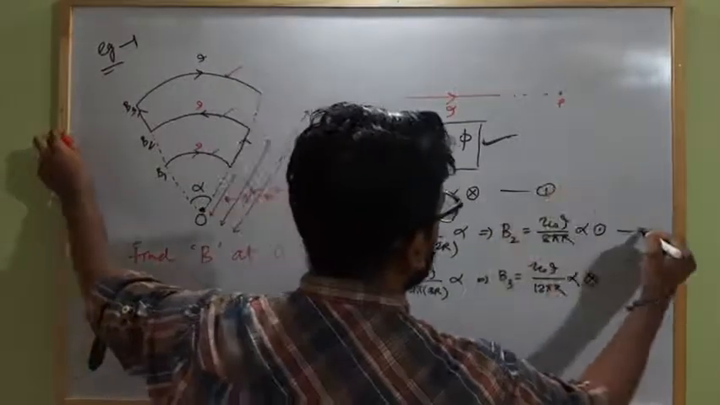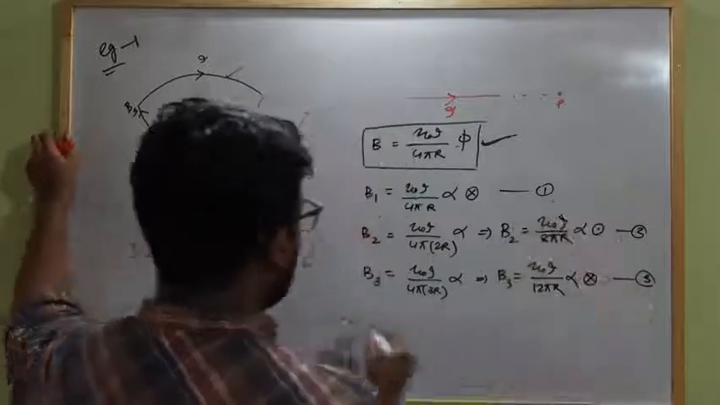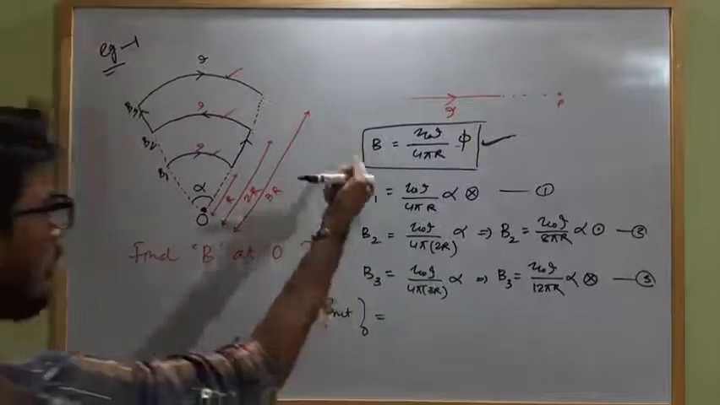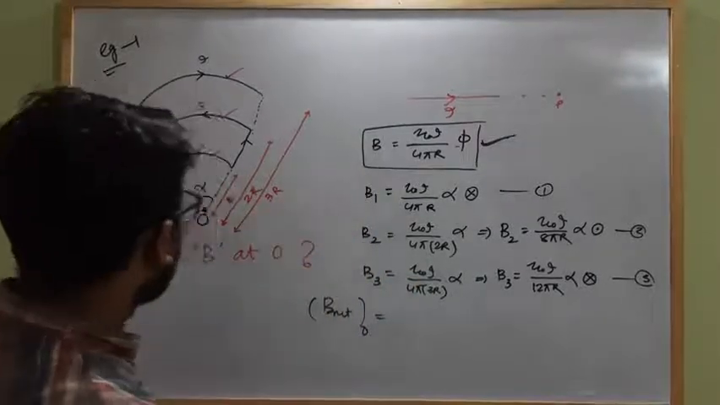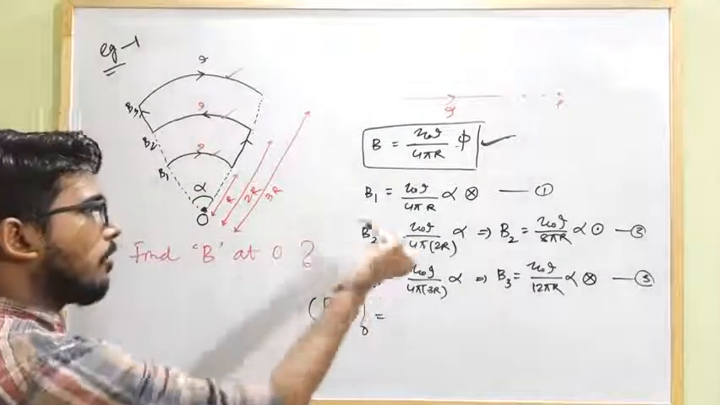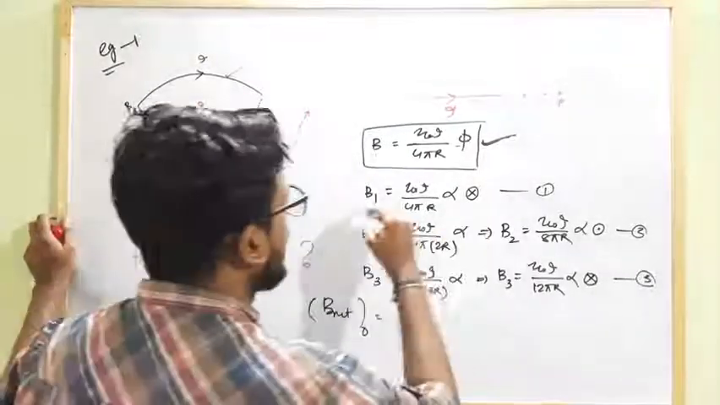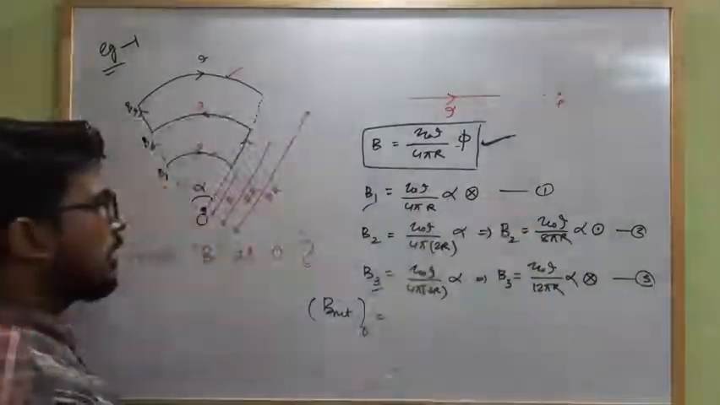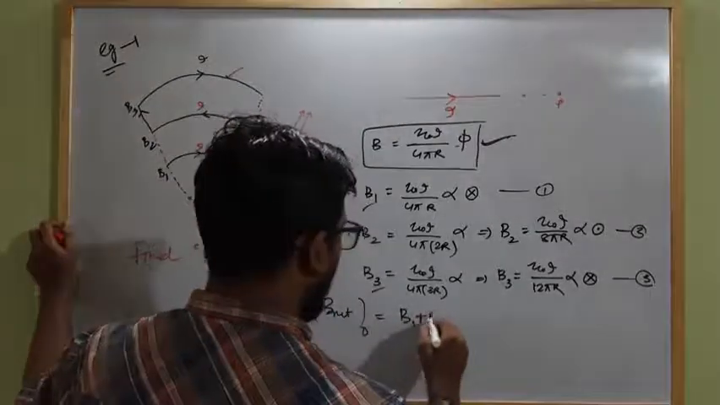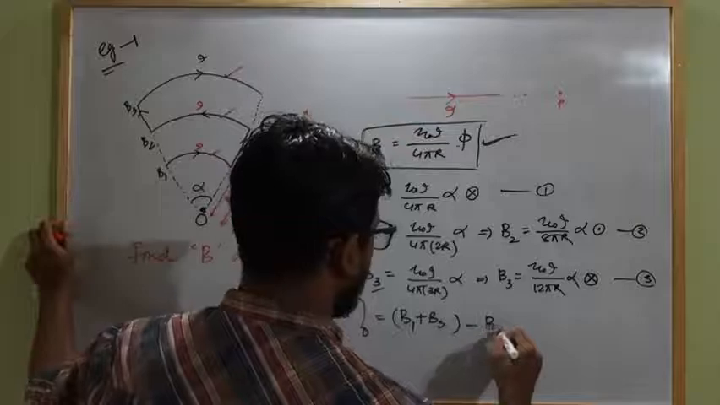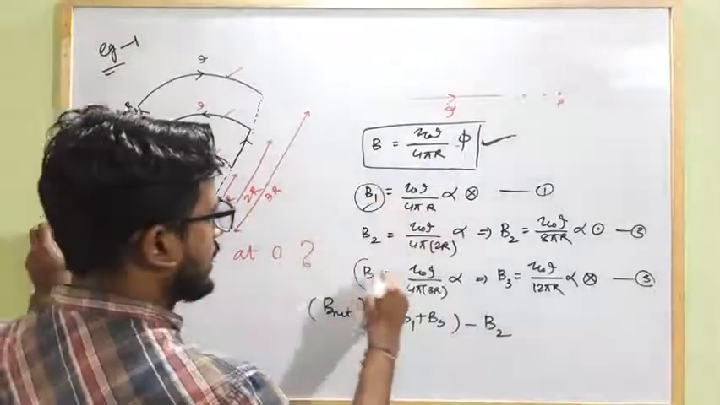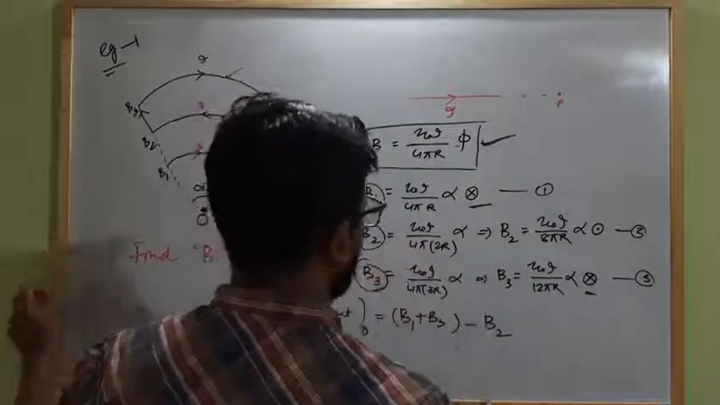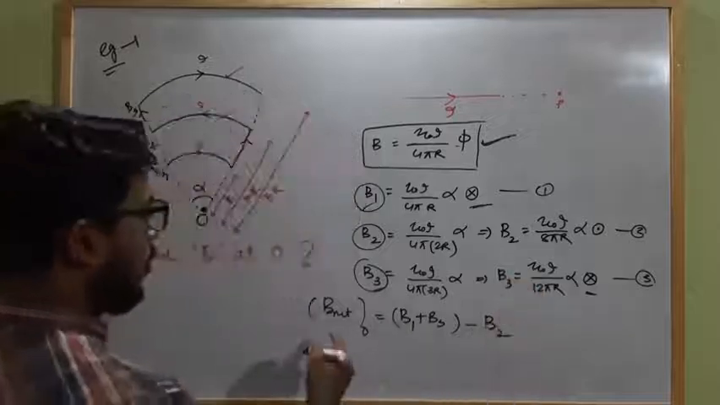Let it be equation 1, 2, 3. So from 1, 2, 3, B net at O will be how much? As all the magnetic field strengths are here, B net will be the vector sum of all these three, because these are vector quantities. As B1 and B3 are in inward direction and B2 is in outward direction, B net will be B1 plus B3 minus B2, because these two are in the same direction, that is inward, and B2 is in the opposite direction, so B1 plus B3 minus B2 will give B net.